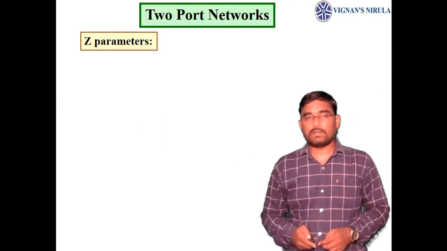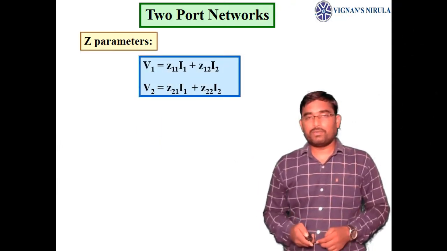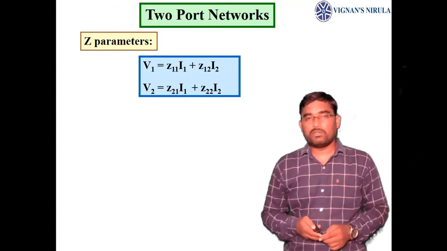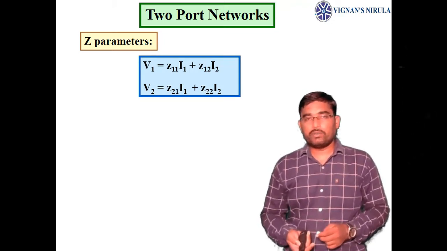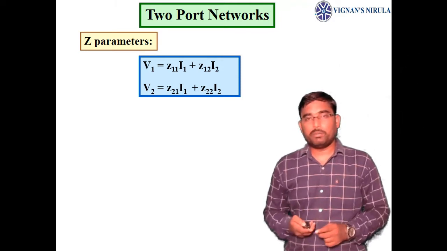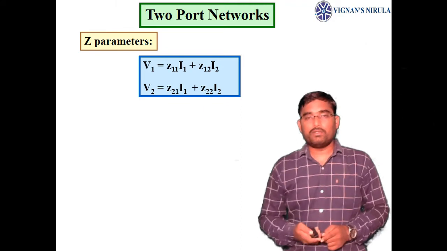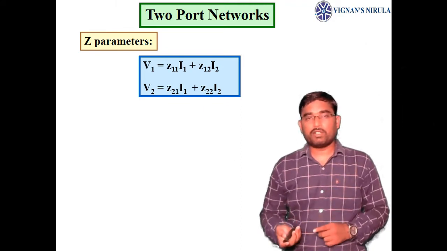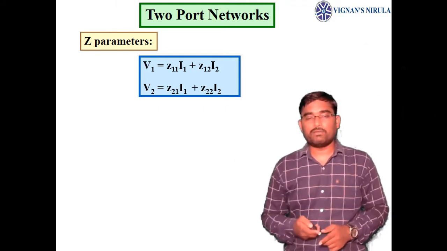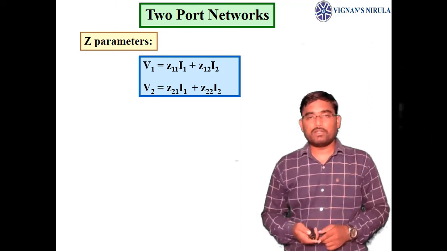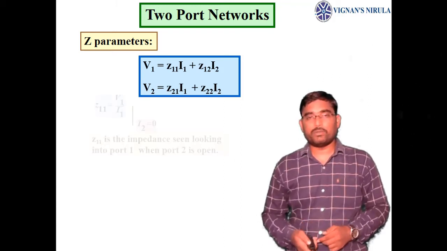First one, Z parameters. If you take up the two equations for Z parameters, V1 and V2 are called dependent variables, which depend on I1 and I2. So V1, V2 are dependent variables, and I1 and I2 are independent variables. V1, V2 will be expressed in terms of I1, I2 by using Z parameters: V1 equals Z11 I1 plus Z12 I2, and V2 equals Z21 I1 plus Z22 I2.